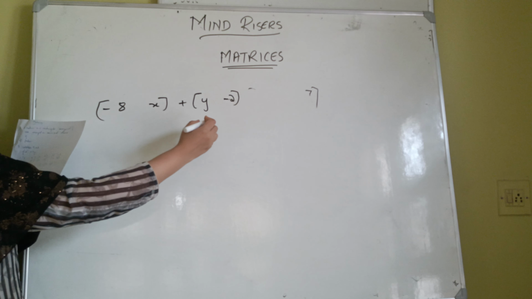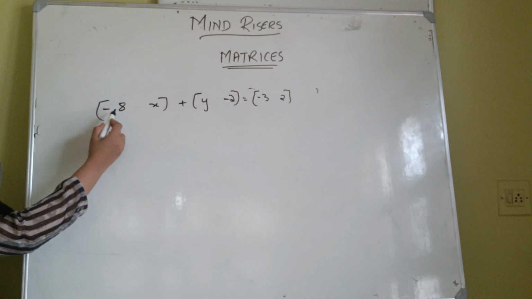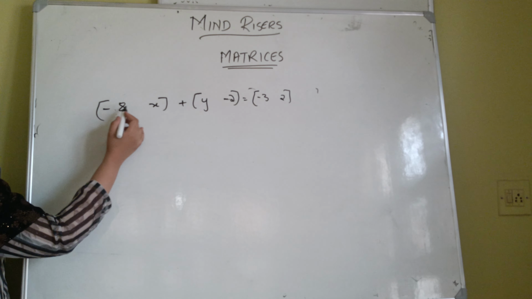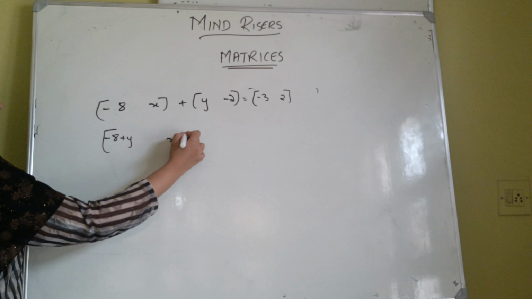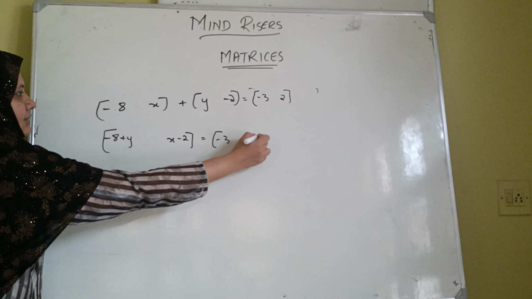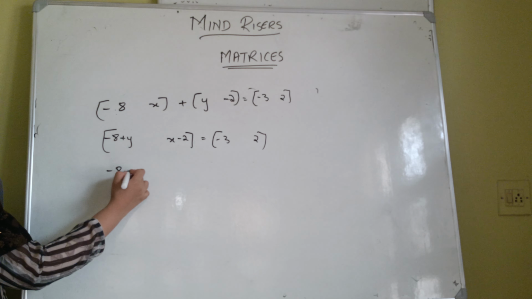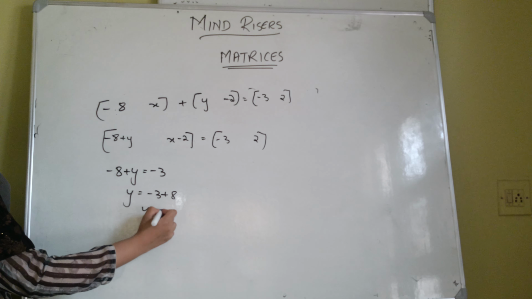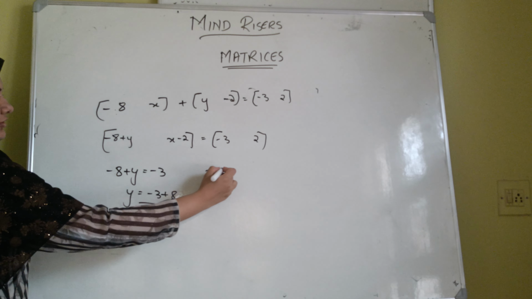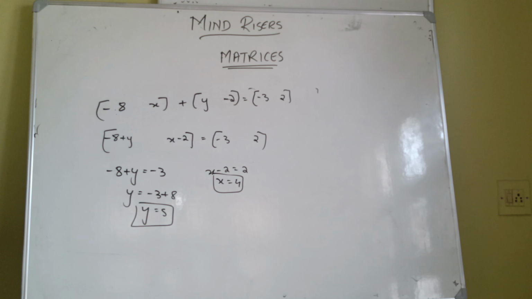It's given as y minus 2 equal to minus 3 and 2. Again, same position we need to add and subtract. So minus 8 plus y would be one number and x minus 2 would be the next number. This number has to be equal to minus 3 and this has to be equal to 2. So y is going to be minus 3 plus 8, so y will be 5. x minus 2 is equal to 2, therefore x is 4. So that's how we do addition and subtraction.